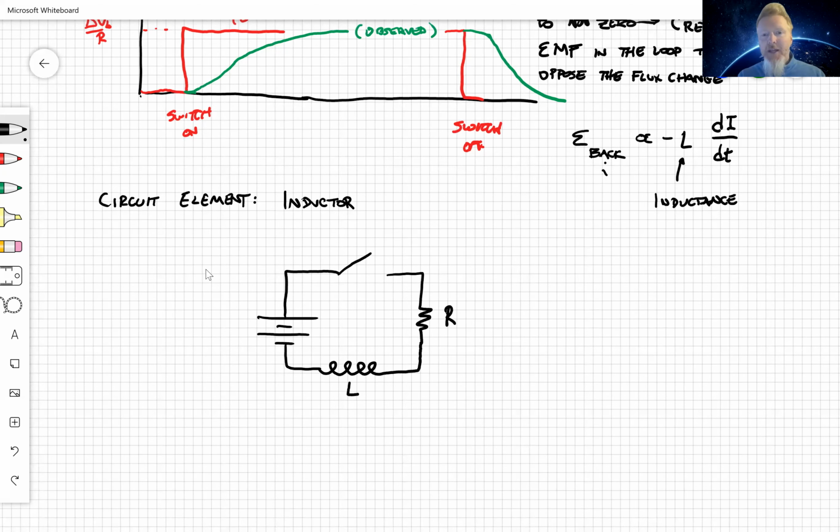So I shut the switch, right? There's no current flowing, and then I shut the switch. And the inductor goes, "What are you doing?